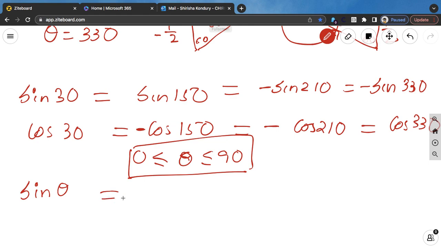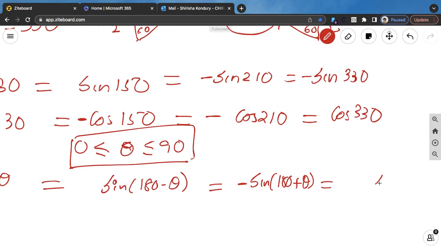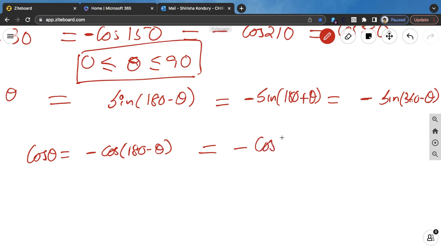Theta is in the first quadrant, and if I know sine theta, then I automatically know sine 180 minus theta in the second quadrant. I also know sine of 180 plus theta, but with a negative sign, because in the third quadrant. I also know sine of 360 minus theta with a negative sign. Same way, if I know cos theta, I also know cos of 180 minus theta, negative. I know cos of 180 plus theta, and I know cos of 360 minus theta.